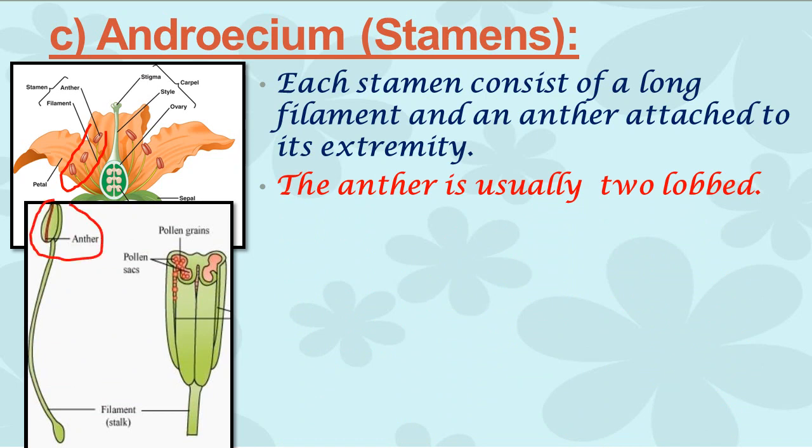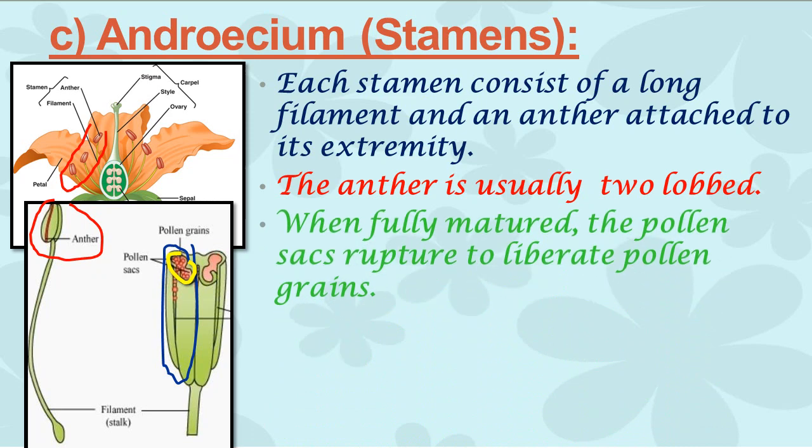This is a picture of an anther, and if we cut the anther into a section, we can clearly observe the pollen sacs, within which pollen grains are contained. When fully matured, the pollen sacs rupture to liberate the pollen grains, which are generally powdery particles of different shapes and sizes. So pollen grains are powdery in nature. Why?